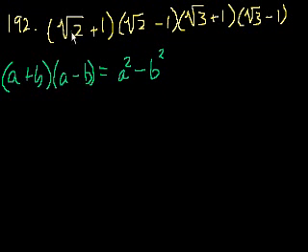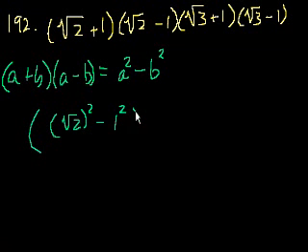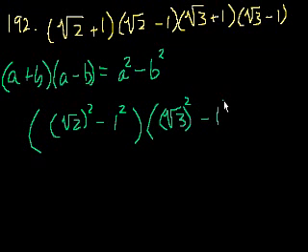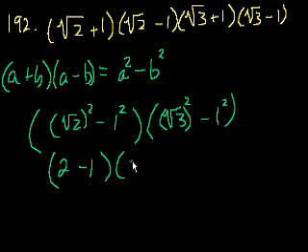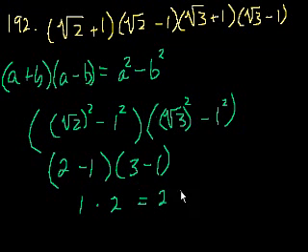So square root of 2 plus 1 times square root of 2 minus 1 is equal to square root of 2 squared minus 1 squared, right? And we're going to multiply that times, using the same principle, square root of 3 squared minus 1 squared. Square root of 2 squared, that's 2 minus 1 times 3 minus 1. That's equal to 1 times 2, which is equal to 2. And that is choice A.